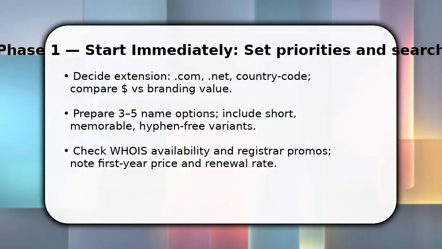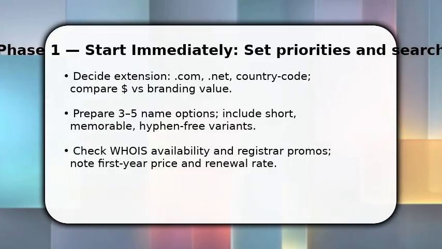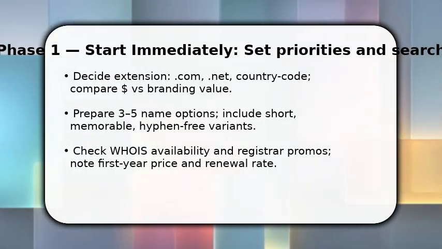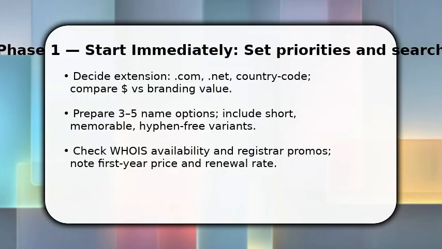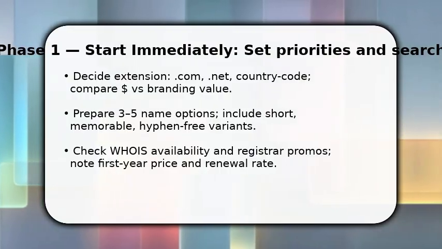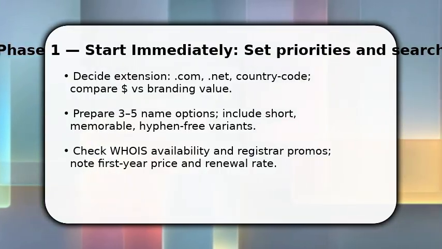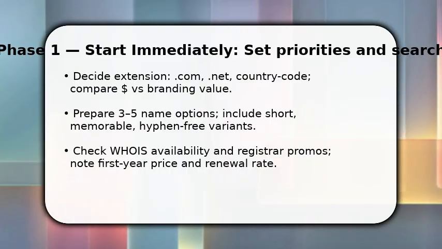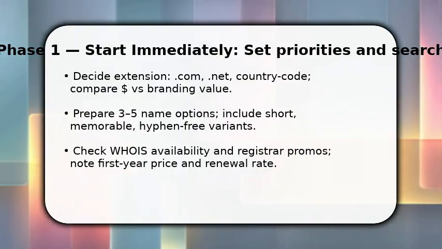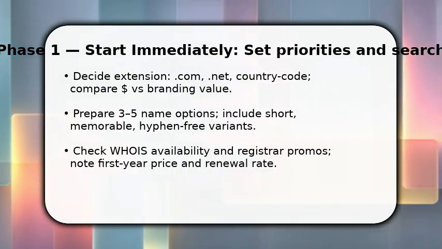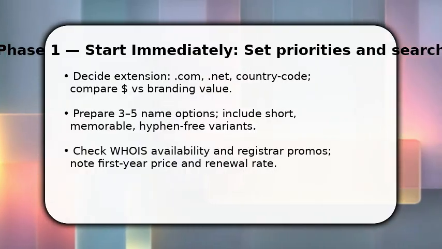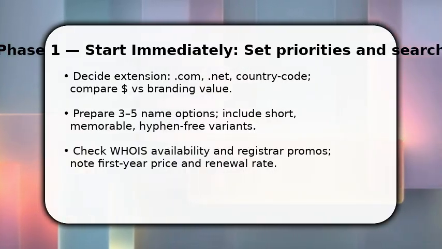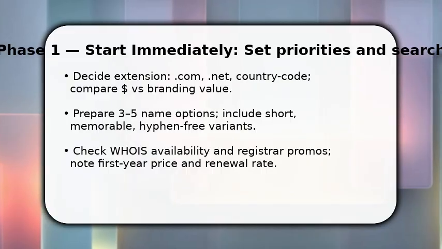You start by narrowing options and acting immediately. Choose the extension you want, COM if possible, or a cheaper country code, and line up 3 to 5 name variants. Once done, use a Whois lookup and multiple registrars to check availability and first-year promos. Make sure to record both initial price and renewal rate. These often differ. You'll avoid wasting money by prioritizing renewal cost and promo terms before you buy the cheapest domain now.